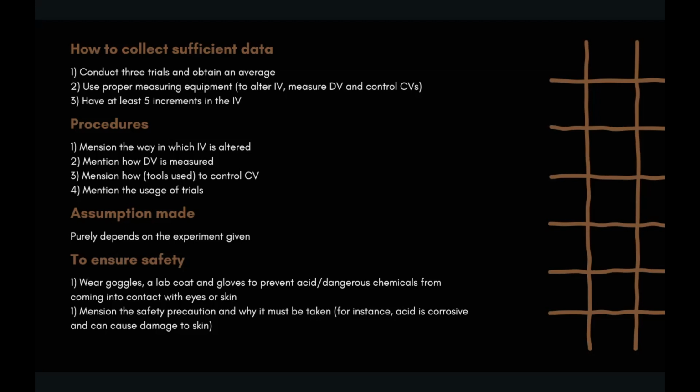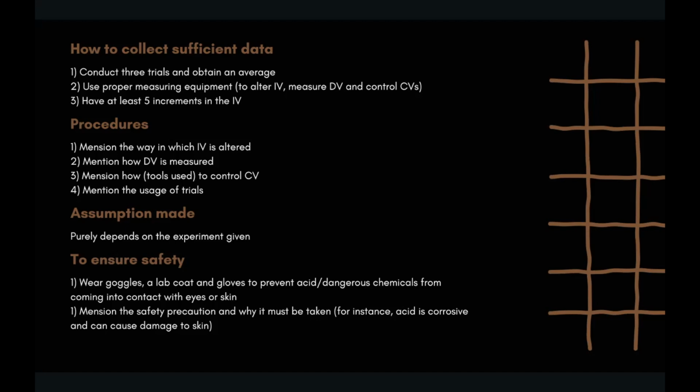And you must have at least 5 increments in the IV, and they have to be regular increments. So say you're doing temperature and you start from 20 degrees, you should go from 20, 40, 60, 80, 100. You shouldn't go 20, 30, then 35, then 50. It should be regular increments.